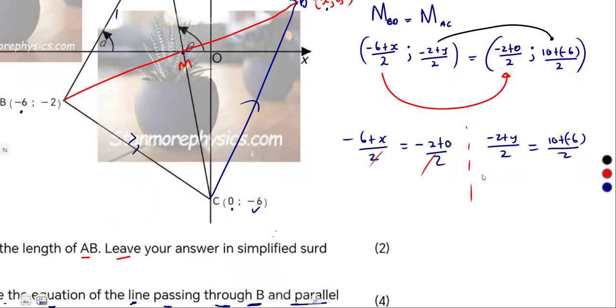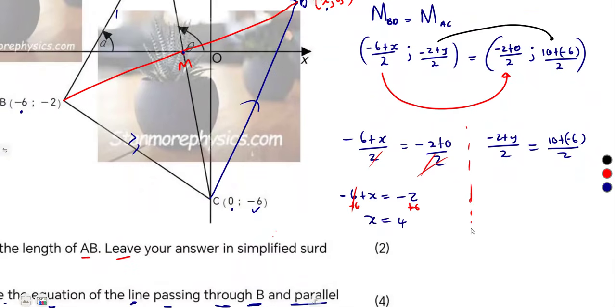All right, so here we can solve for x. The denominators are the same. Simply equate the numerators. -6 plus x is equal to -2. -2 plus 0, that's -2. So x, add 6 both sides to get rid of this. So -2 plus 6, that's positive 4.